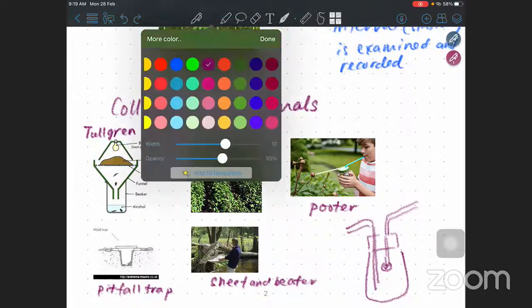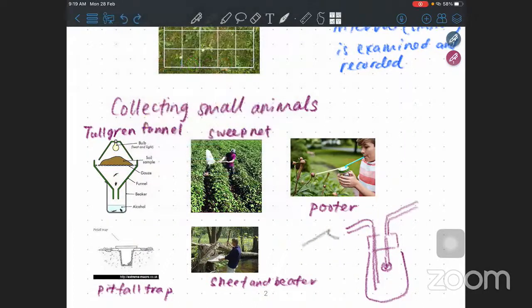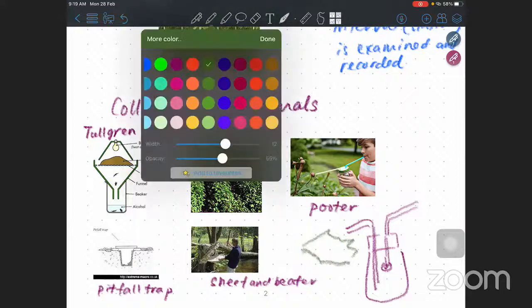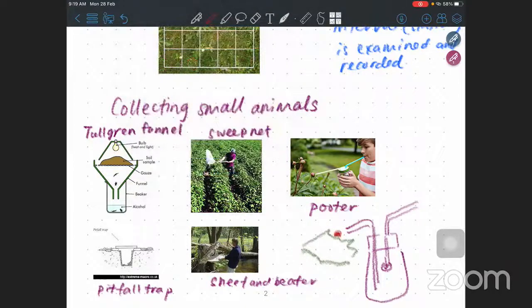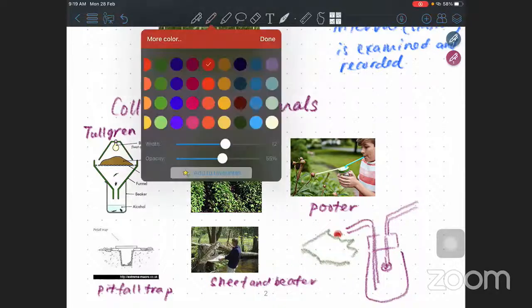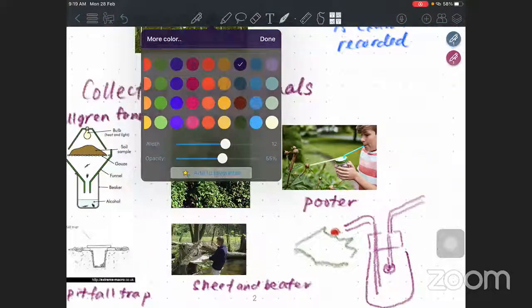This is a leaf. And then there is a small bug here, which is a ladybug.